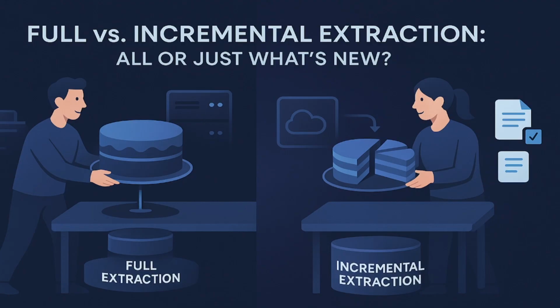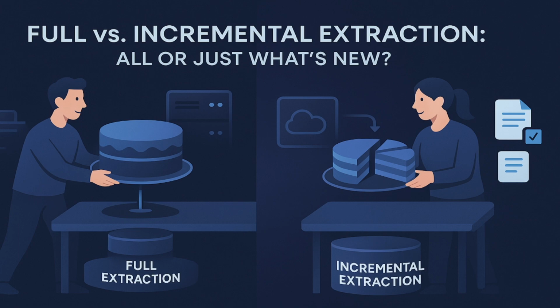All right, now let's talk about actually pulling the data. We've got two main methods, full extraction and incremental extraction. Full extraction is like taking the whole cake every single time. You grab everything from the source system. Works well for small data sets or when you just want a clean slate. Incremental extraction is more like taking just the slices that changed. You only pull updates or new data. Super helpful when you've got tons of data and want to keep history too.